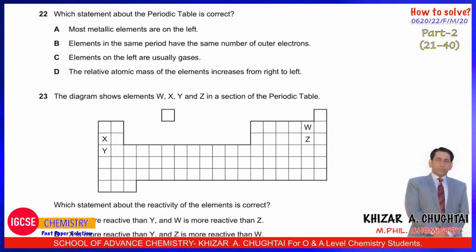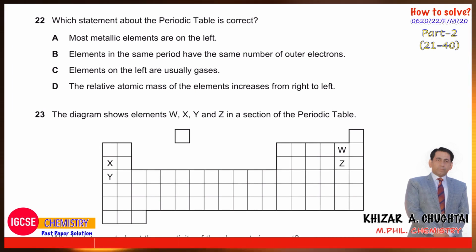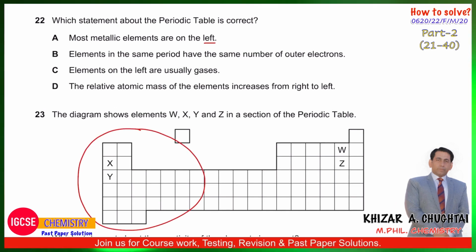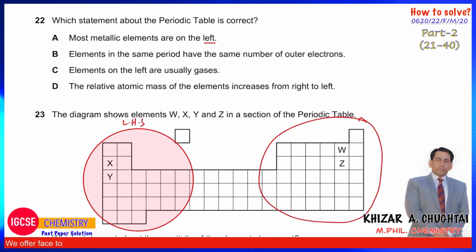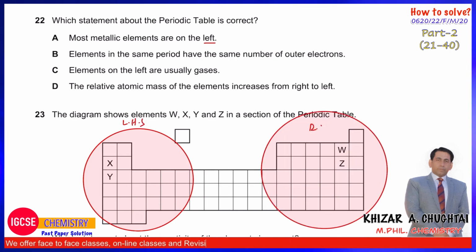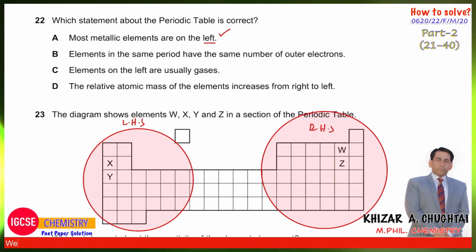Question number 22. Which statement about the periodic table is correct? A. Most metallic elements are on the left. Most metallic elements are present on the left hand side. This is the left hand side of the periodic table and this is the right hand side of the periodic table. So yes, it's true. Most metallic elements are present on the left hand side. So A is the correct option.